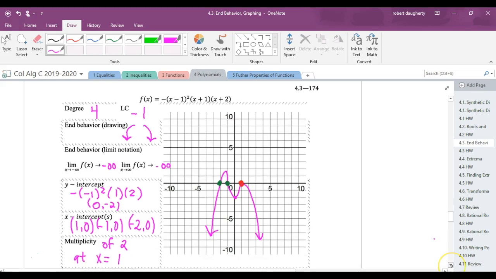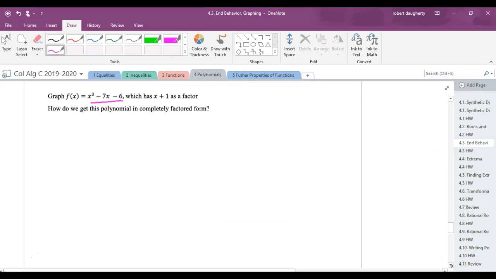I'm asking you now to graph something that is not factored. What do I think you need to do then? If it's not factored and you want it to be factored to graph it, what do you have to do? You got to factor it. So how can I factor something like this, which has x plus 1 as a factor? Yes, synthetic division. So I'm going to set this up -1, and I've got to have an x cubed, an x squared, an x, and a constant. So what numbers go here? This is 1, 0, -7, -6.